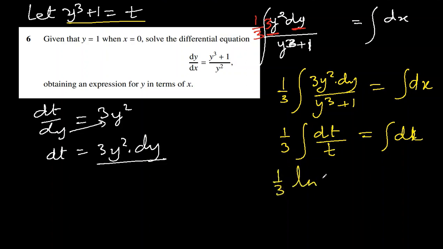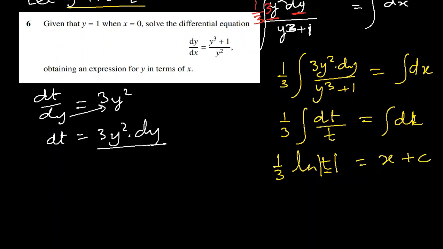1 over 3 ln t. If we have dt over t format, that's what it becomes. Ln t equal to integration of dx. The integration of dx will be just x plus c. And before we proceed, we have to bring back y here. 1 over 3 ln y cube plus 1 equal to x plus c.